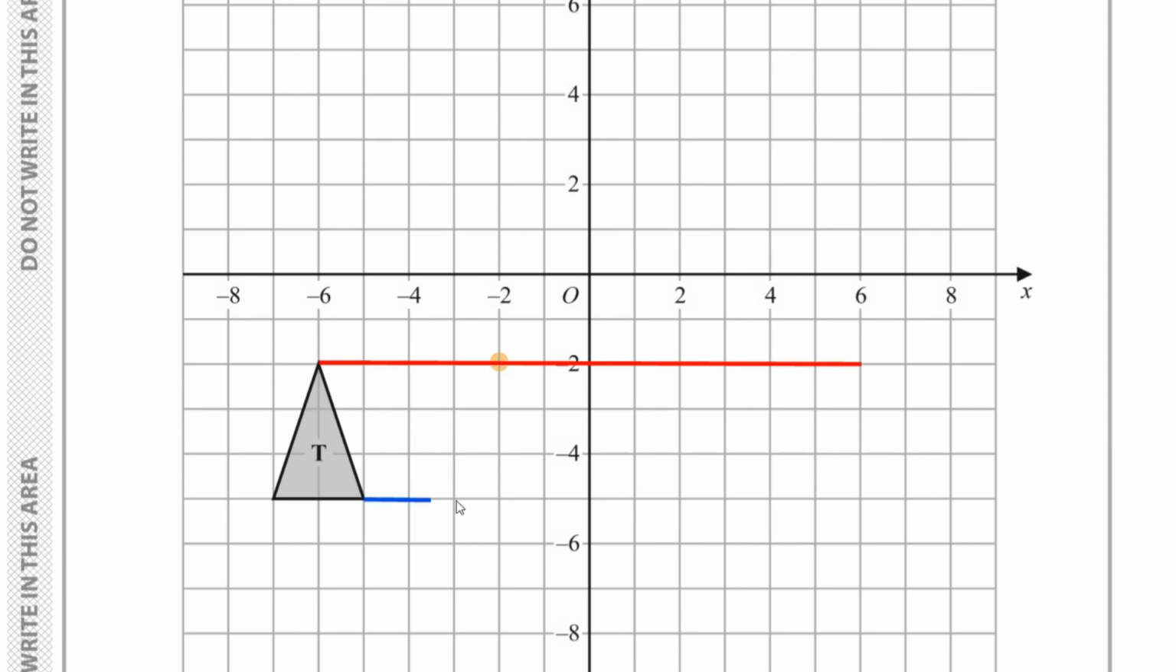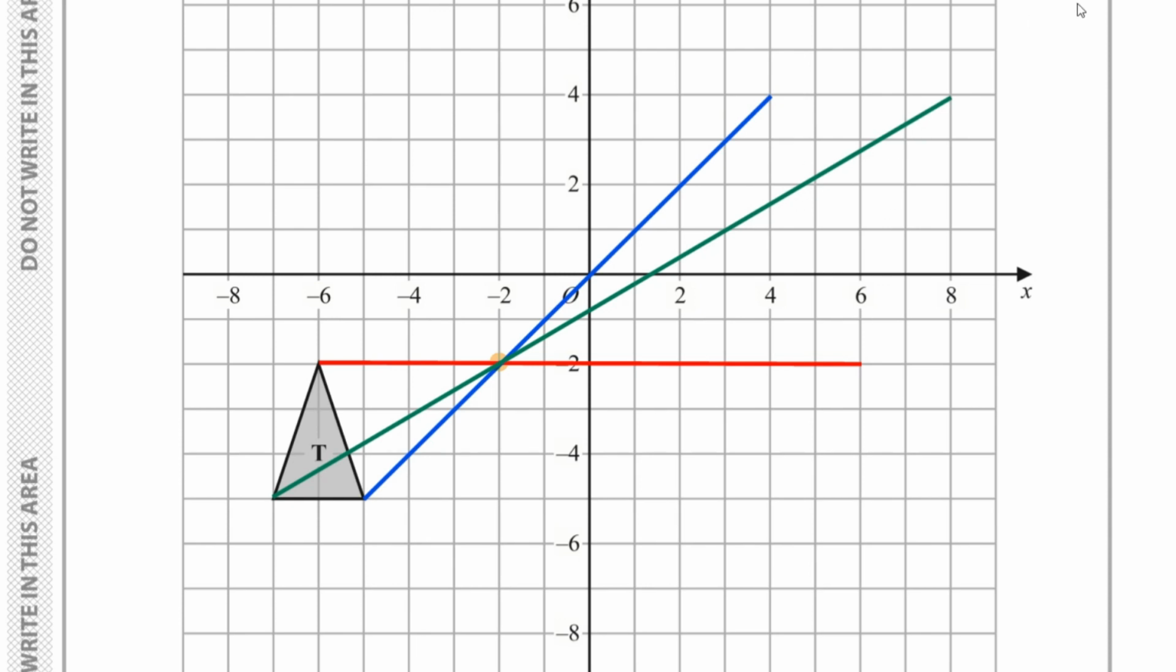From here to here, well, we go 3 this way, then 3 up. So I need to go 6 this way, and then 6 up. And for this point, you can see we go 5 this way and 3 up. So I need to go 10 this way, and then 6 up. So I now need to join the points up to form a triangle, giving us this triangle here.